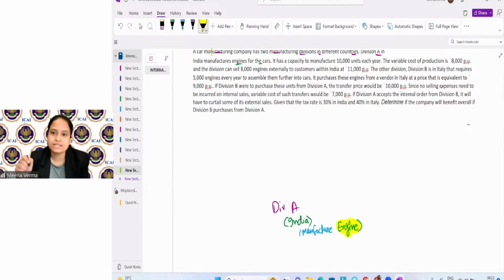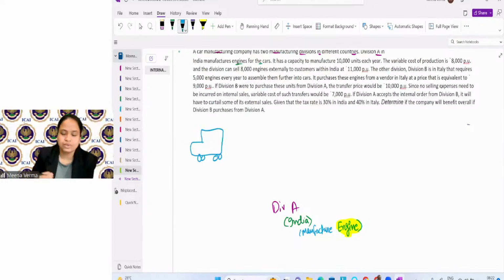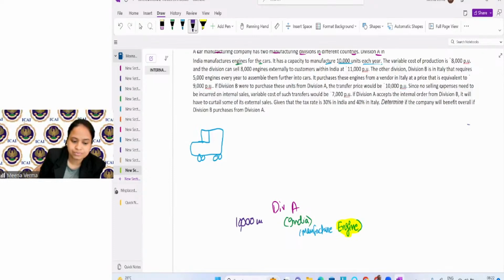So division A is manufacturing engines for what car? Assume the scenario. It has a capacity to manufacture 10,000 units each year. So what is the capacity to manufacture the engine? 10,000 engines they can manufacture every year.